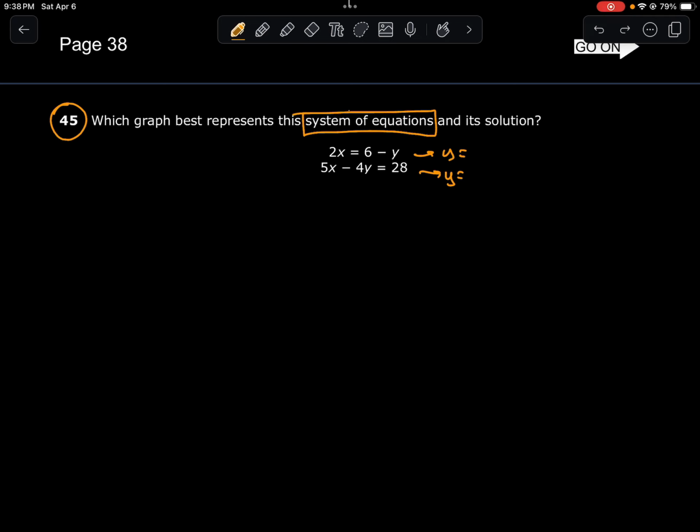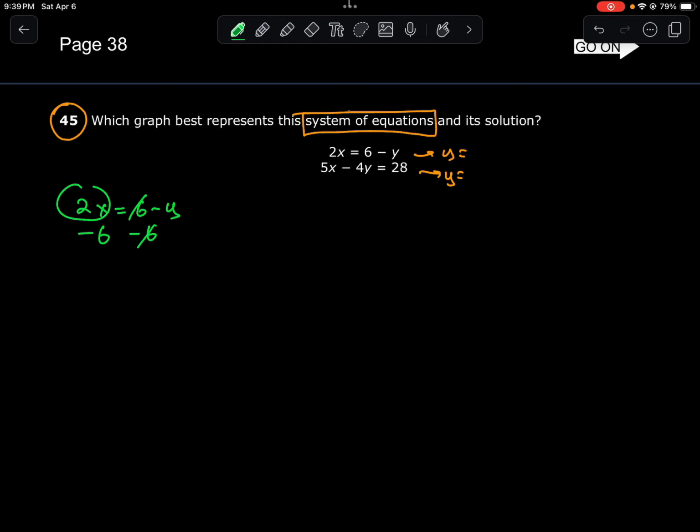Okay, let's start with the first one. Let's do it green. 2x equals 6 minus y. I need to isolate y because y needs to be by itself. How do I do that? Let's get rid of the 6. It's negative 6.